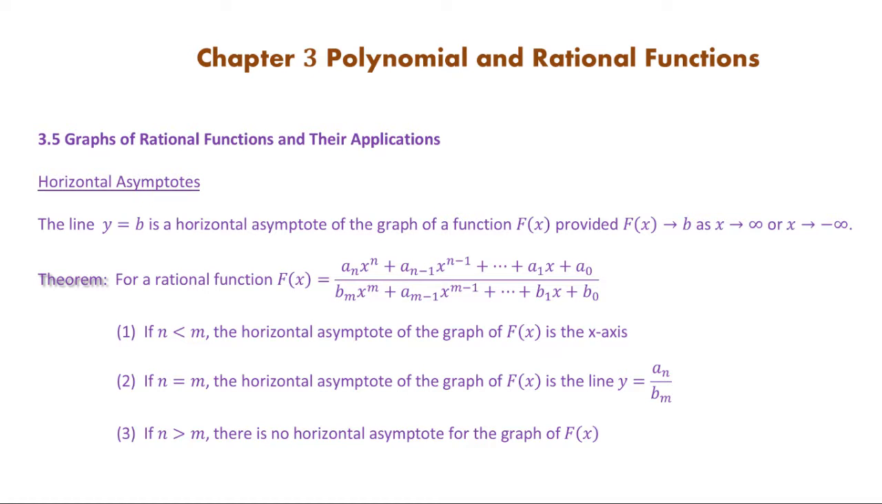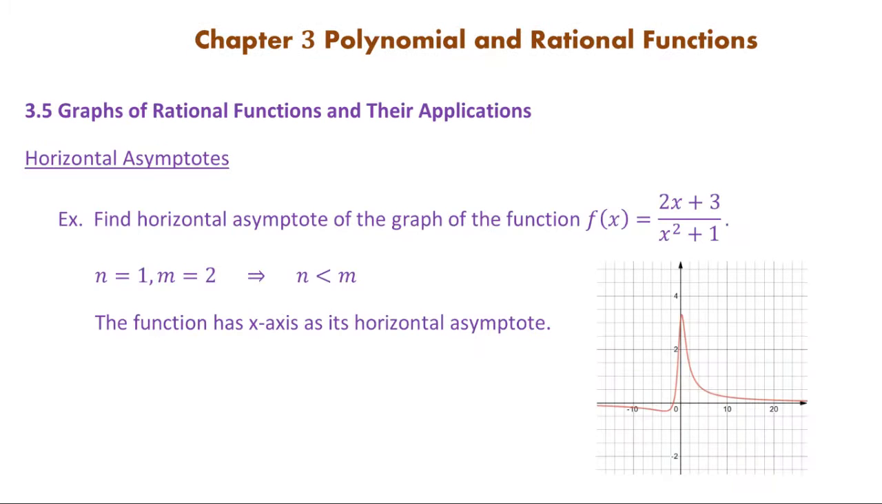Not all rational functions have horizontal asymptotes, just like vertical asymptotes. Sometimes you get vertical asymptotes, sometimes you get horizontal asymptotes, but you don't always get them. So let's just do some examples.